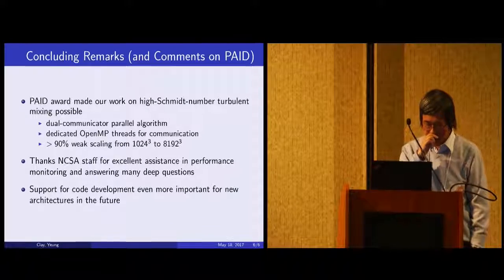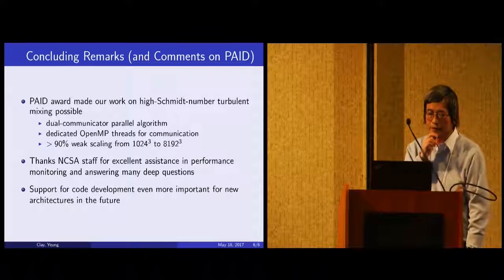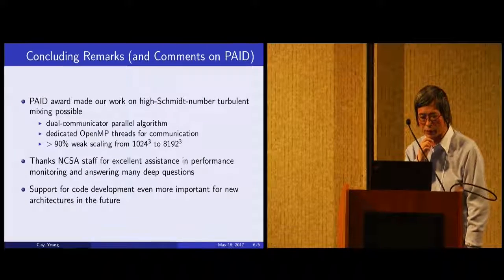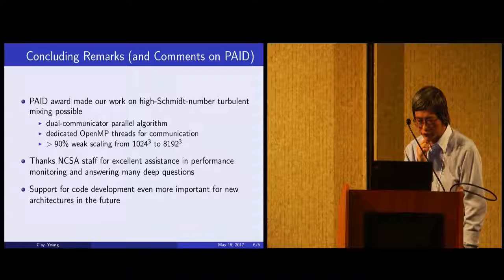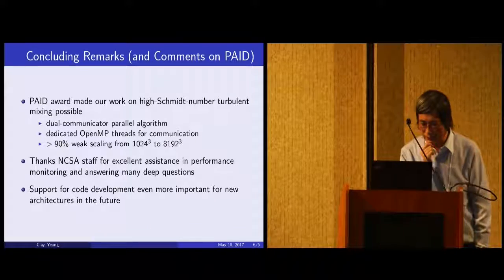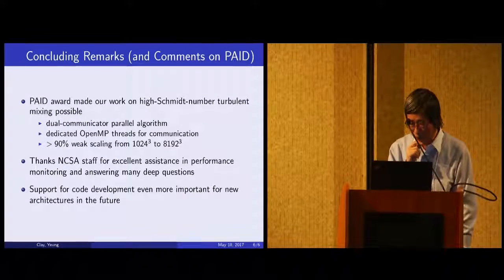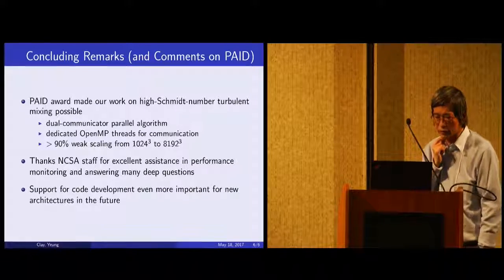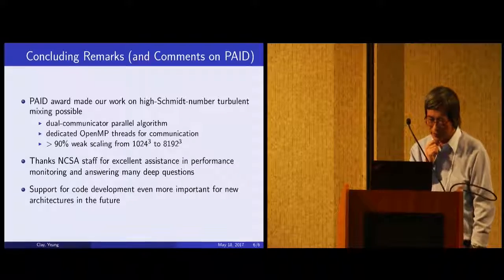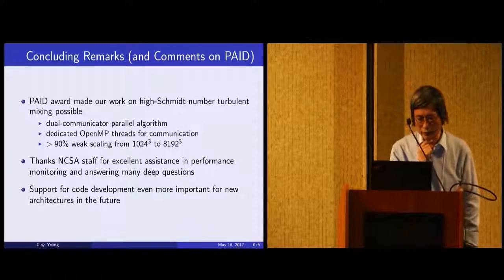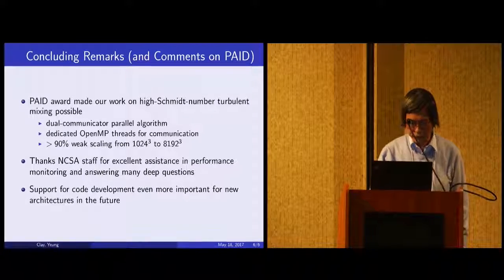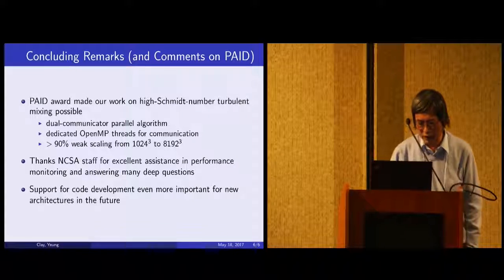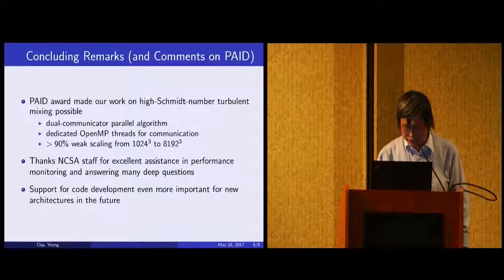So to the last slide here, definitely the Blue Waters award made our work on high-resolution turbulence mixing possible. We have a dual communicator parallel program, with dedicated OpenMP threads for communication. We are able to achieve something like 90% scaling over a substantial range of problem sizes. And we'd like to thank the NCSA staff for their very dedicated and excellent assistance with performance monitoring. They answered our deep questions almost at any hour of the day, I would say.